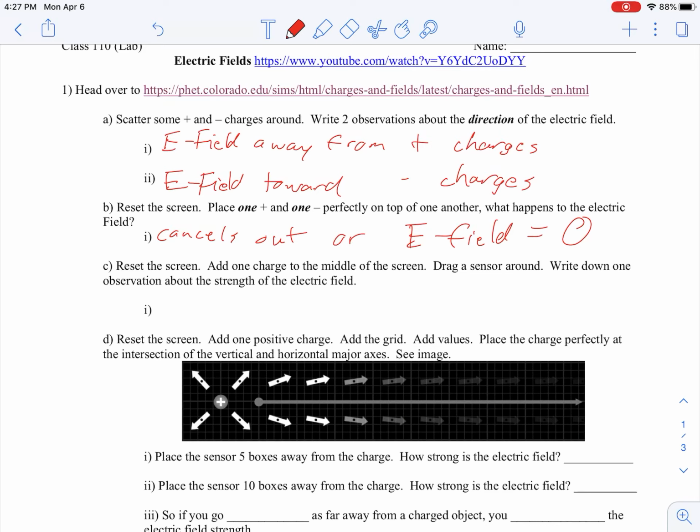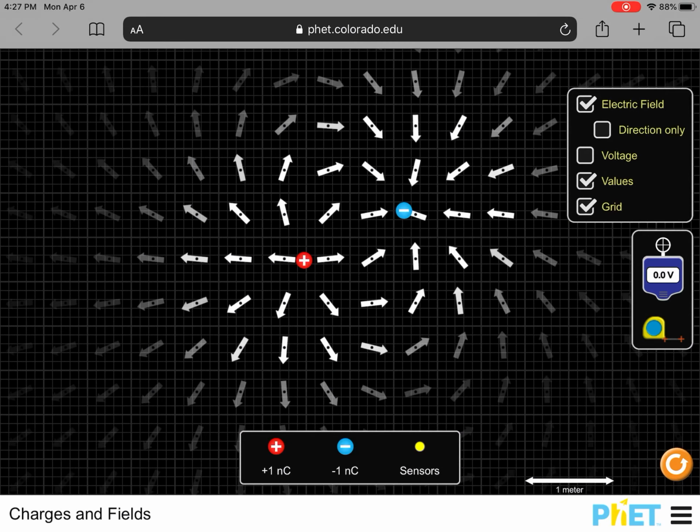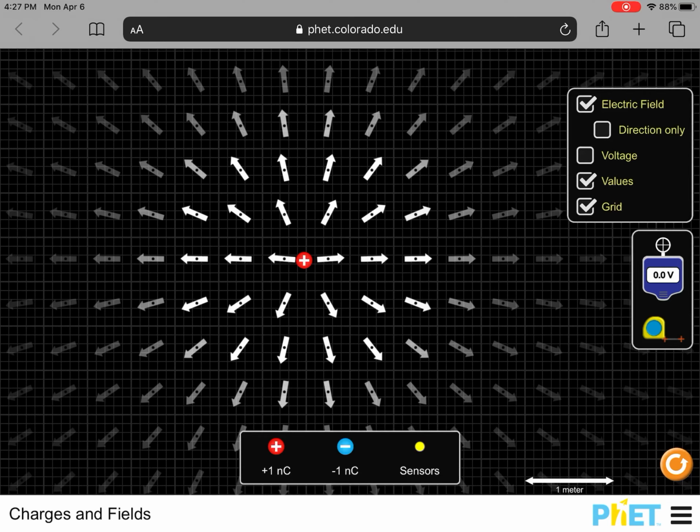Then it says reset the screen. Add one charge in the middle of the screen. Drag the sensor around. Write down an observation about the strength of the electric field. Okay, so let's see. Put this one away so we only have one charge. Here's the sensor, this little yellow thing.